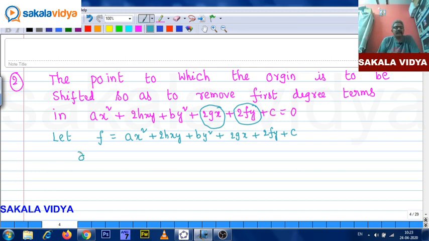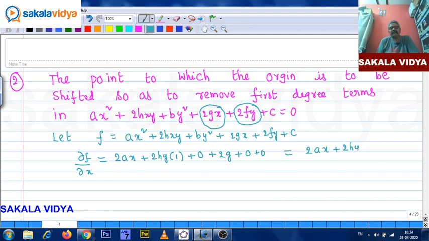First find the partial derivative with respect to x, dou f by dou x. Dou f by dou x is equal to: x square differentiation is 2x, so we get 2ax plus 2hy into differentiation of x which is 1, plus by square differentiation 0, 2gx differentiation 2g, 2fy 0, c 0. So now we get 2ax plus 2hy plus 2g. Taking 2 common, we have ax plus hy plus g.